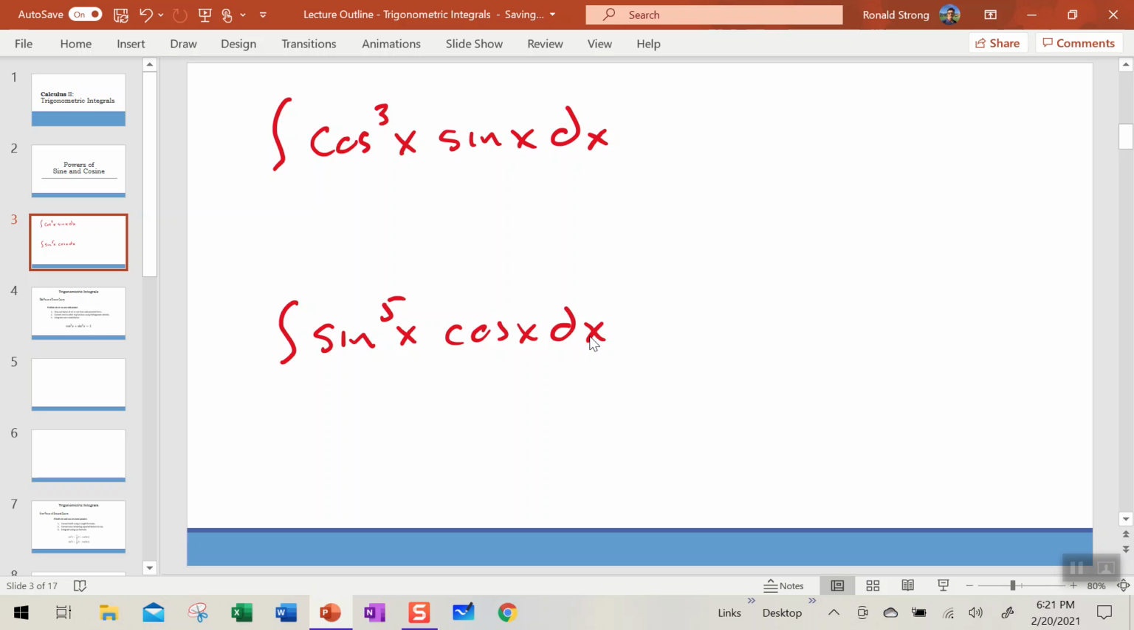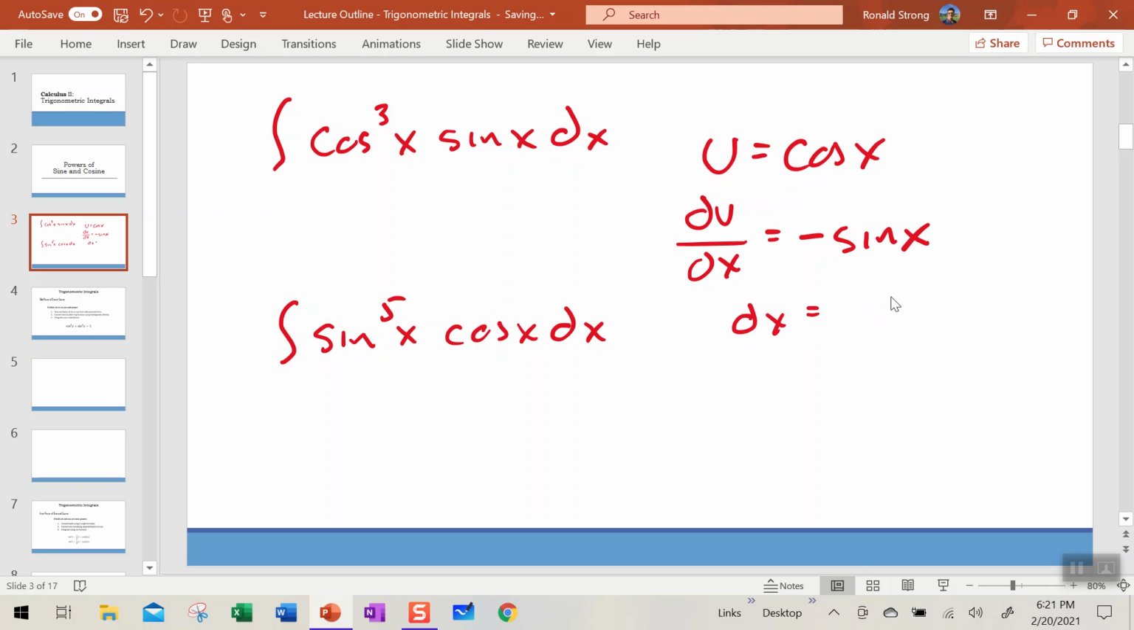In either case, if you have an integral with sines and cosines, and either sine or cosine is raised to the first power, then this is simply a u substitution problem. So in this particular case, you would let u be equal to the cosine of x, and of course du dx is going to be equal to negative sine of x. And so dx is going to be equal to du divided by negative sine of x.